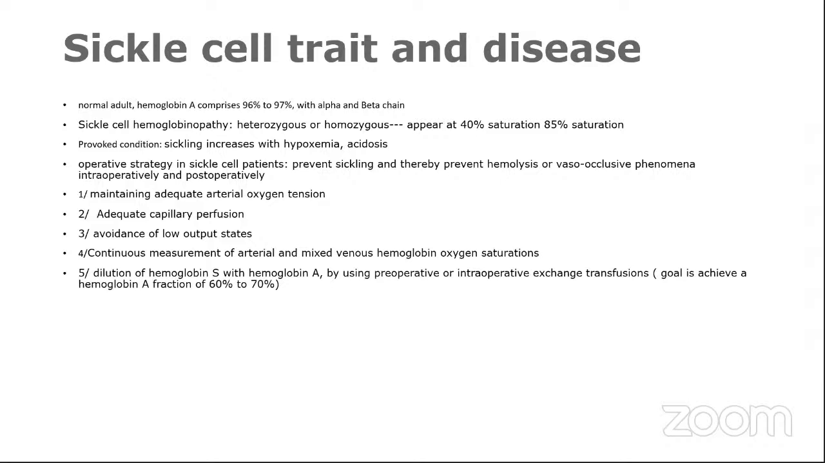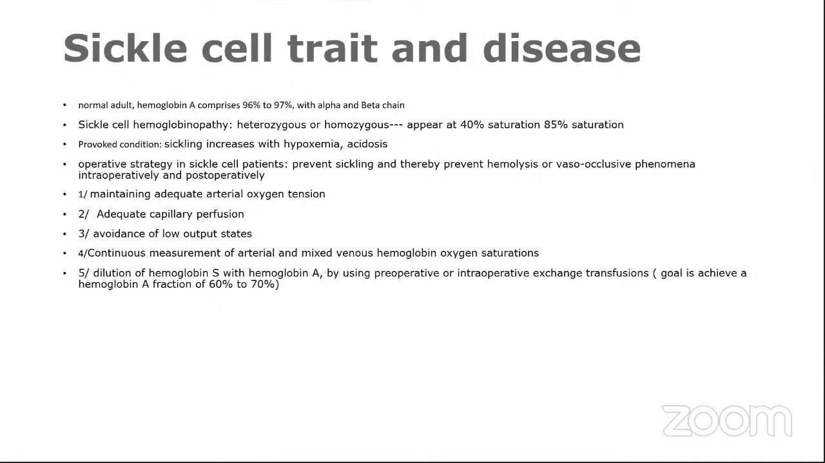That can be achieved by maintaining adequate arterial oxygen tension and also adequate capillary perfusion by maintaining the transient capillary time, and also avoid low output status, where that will decrease the venous mixed saturation, and that will lead to desaturation. And also continuous measurements of ABG and mixed venous saturation, arterial hemoglobin saturation, and mixed venous.